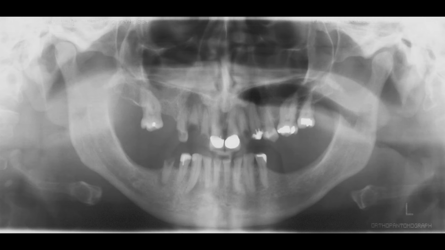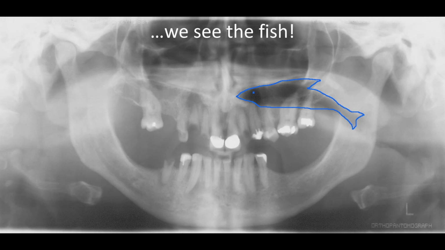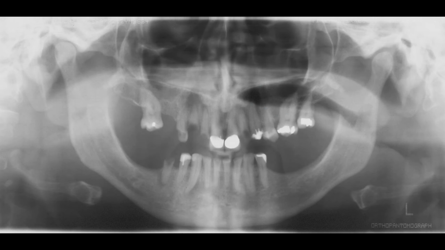If you are from Minnesota, you must like fishing. We have 10,000 lakes. Most Minnesotans see fishes everywhere, even on a radiograph. No, this is not a fish. This is the airway because the tongue was not in contact with the hard palate.